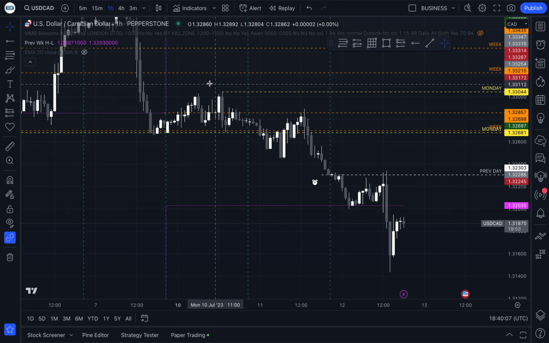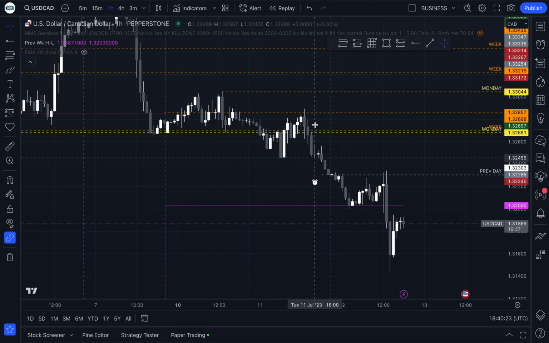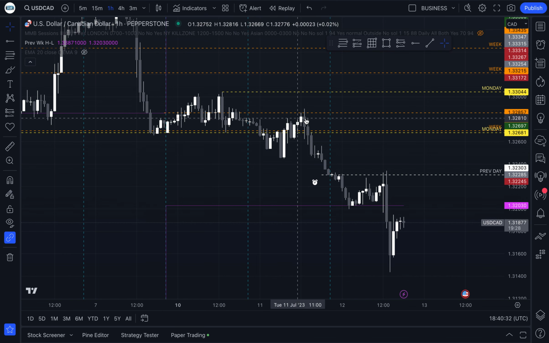Looking back in price, we start from a Monday. We have quite a narrow range on Monday, denoted by the yellow lines. Then Tuesday broke out of it and went back to retest the weekly level at that point. The orange ones are weekly levels, and I think that's the last two weeks' level.